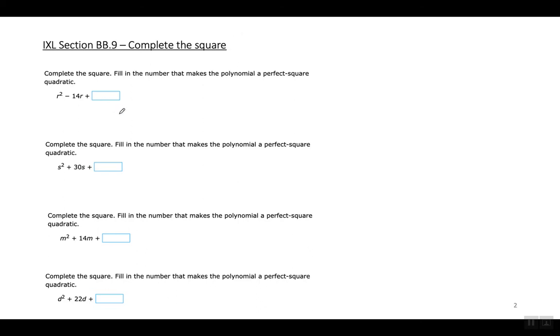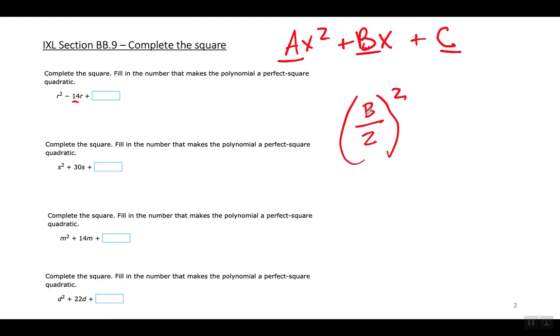Okay. So to complete the square, what you're going to put in every single one of these boxes is, remember, a quadratic expression is written in this form, where A, B, and C are numbers. You're going to take the B term, the coefficient, and whatever number is there, you're going to divide it by 2 and then square it. And that's the number that you're going to put right here.